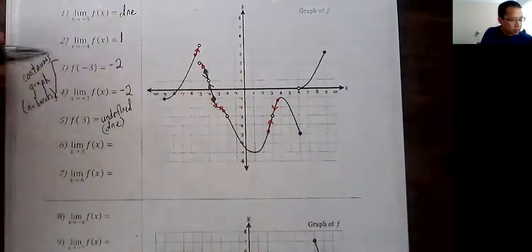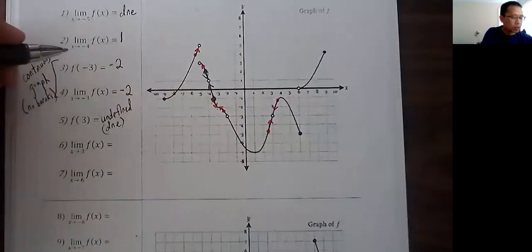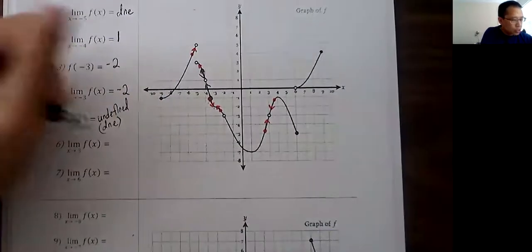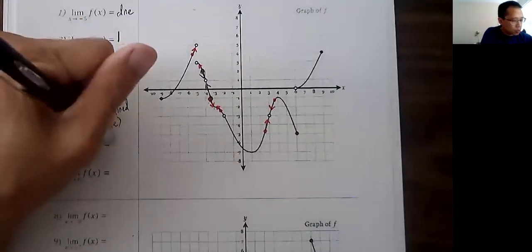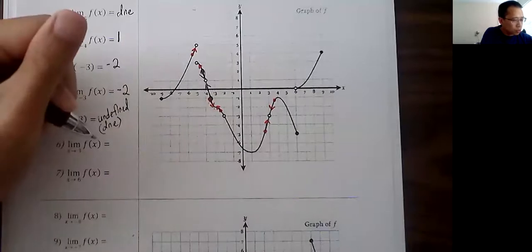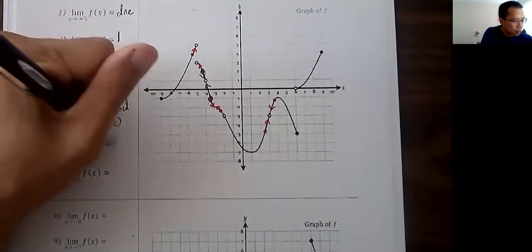So because there's a consistent movement towards the same location, even though that location doesn't exist, the approach is consistent. So we just want to know where it's approaching. They're both moving towards a y value of -3.